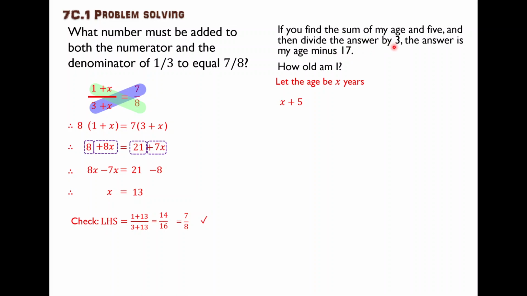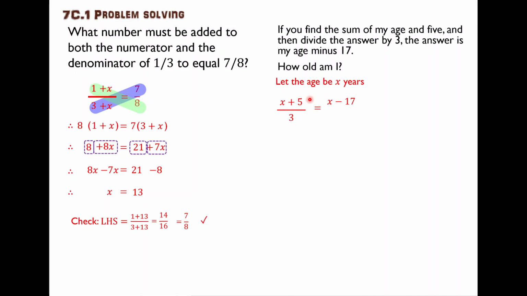Then divide the answer, so this whole thing needs to be divided by 3. So divide the answer by 3. So get my age, add 5, take the answer, that whole group, and divide it by 3. And when you figure that out, the answer is the same as my age minus 17. So if my age is X, the age is X minus 17.